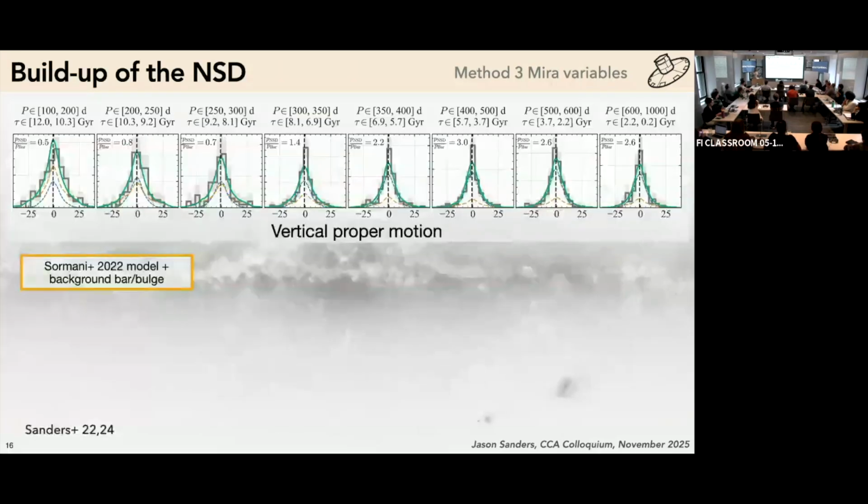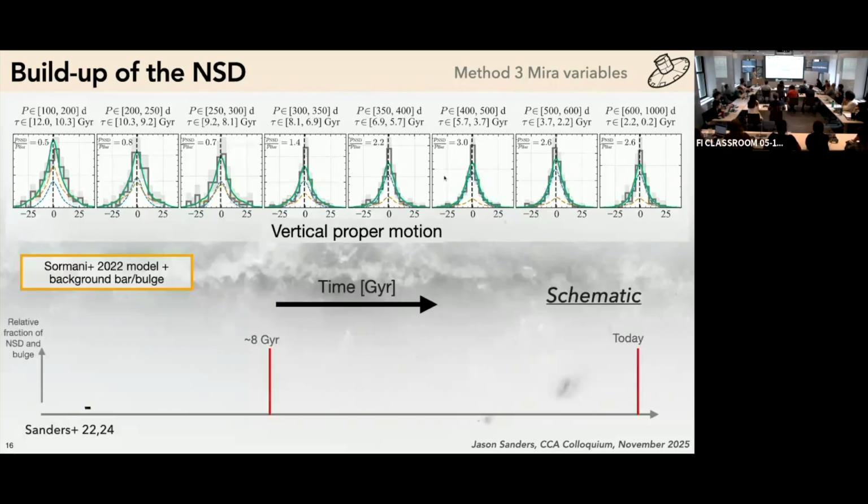We can ask, in each period bin, which remember here is age for the Mira variables, how much of the bar do we have versus how much of the nuclear stellar disk. As we move from low period, which corresponds to old ages and lower mass stars, across to higher periods, we can see a clear transition from bar dominance to nuclear stellar disk dominance. And the transition point appears to occur around 8 billion years.